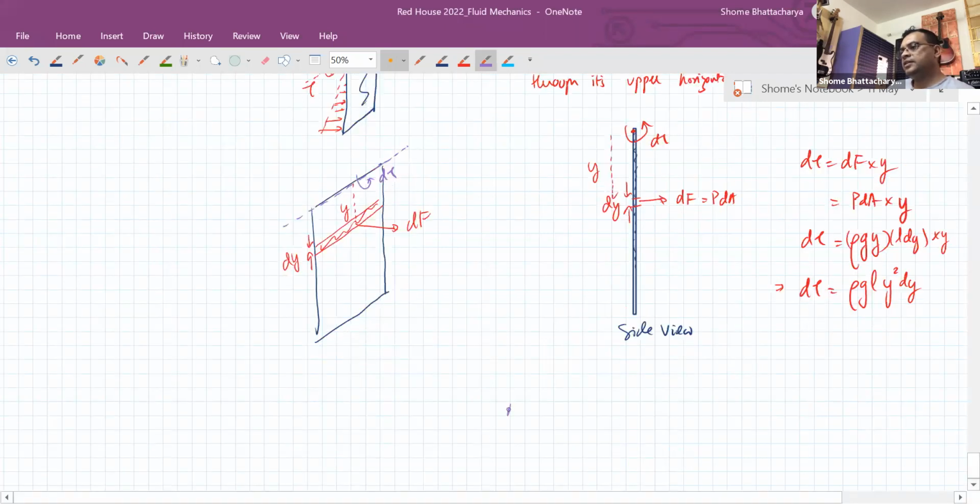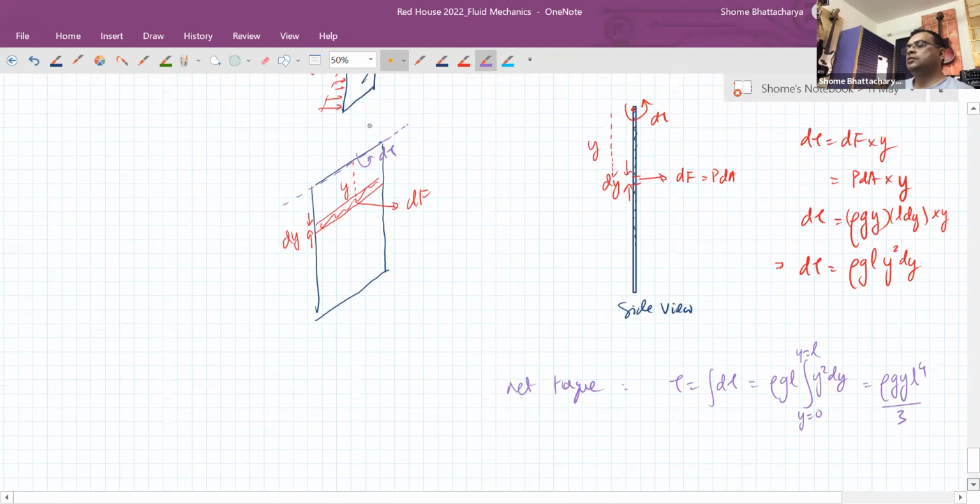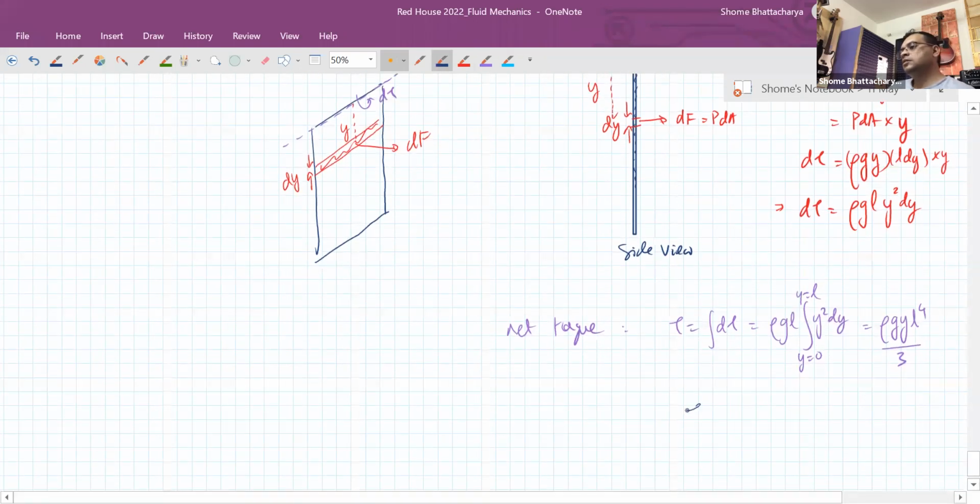So you'll see that the net torque about that particular axis that I've considered will be rho g L y squared dy integrated from y equal to 0 to y equal to L. So that will be rho g L to the power 4 by 3. So the torque is like this.